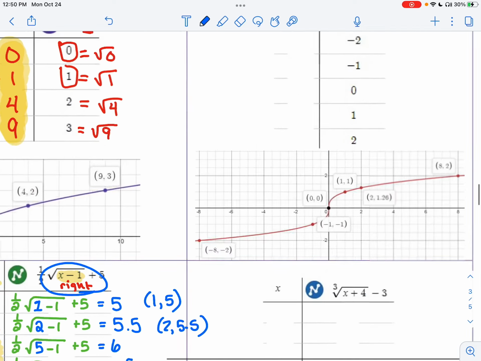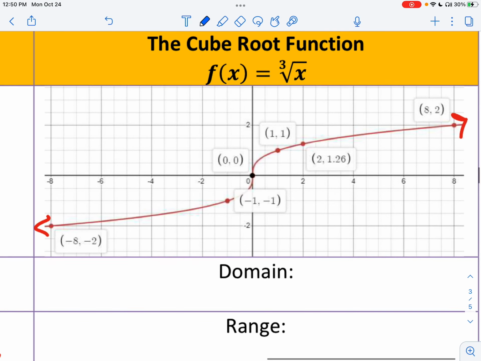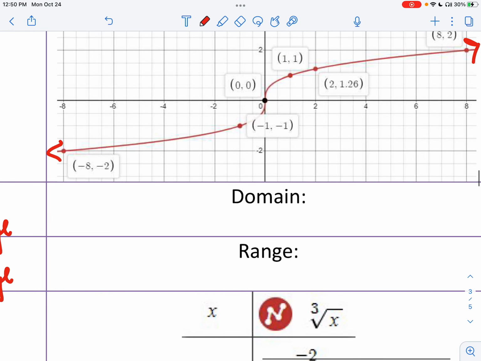Now let's take a look. We did square roots a lot. Let's take a look at cube root functions. So what does the graph look like? Well, the graph has this funny little S shape that goes to the left and the right forever. So you know what we just did there, right? We classified the domain.